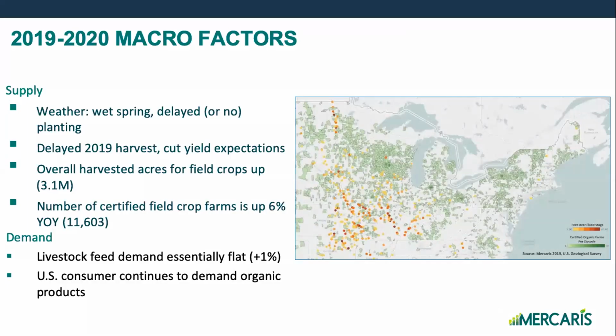So to now look at some of the macro factors that have affected essentially the last crop year and this year as well. 2019, we had a really, really terrible year when it comes to planting. We had a very wet spring with delayed or no planting. And throughout the year, the weather offered pretty much no apology for what was happening across the planting conditions, which then led to a delayed 2019 harvest.